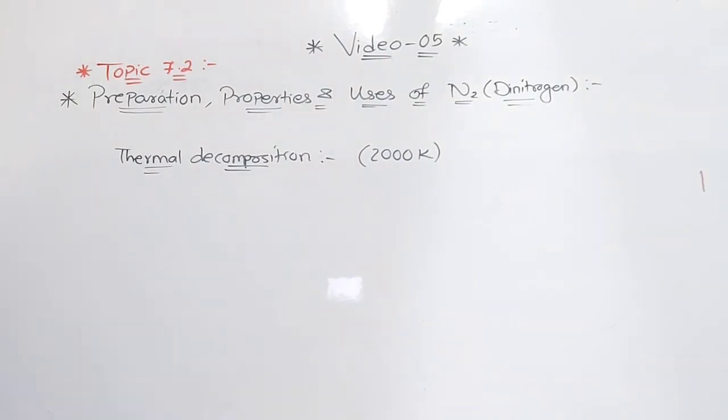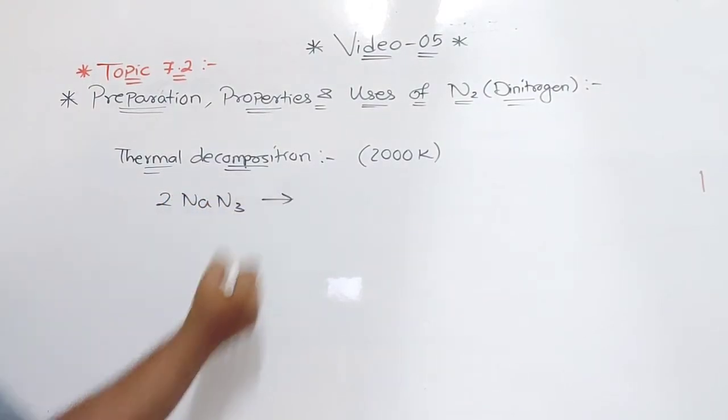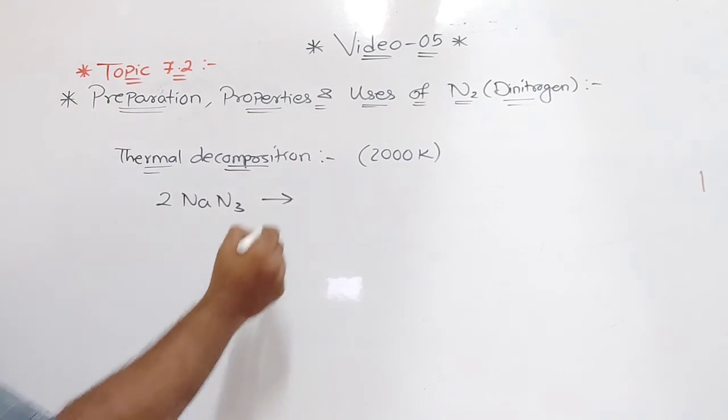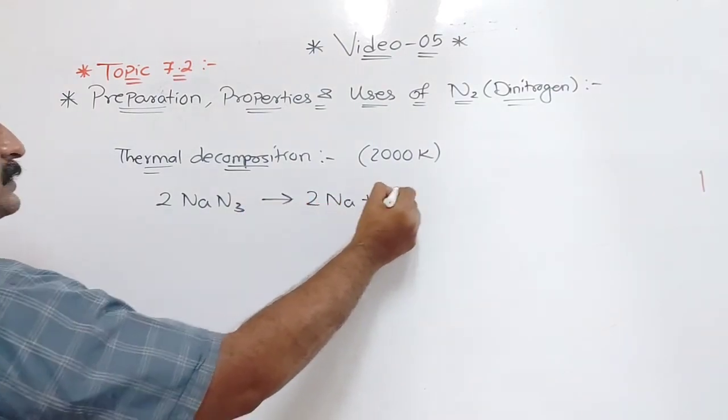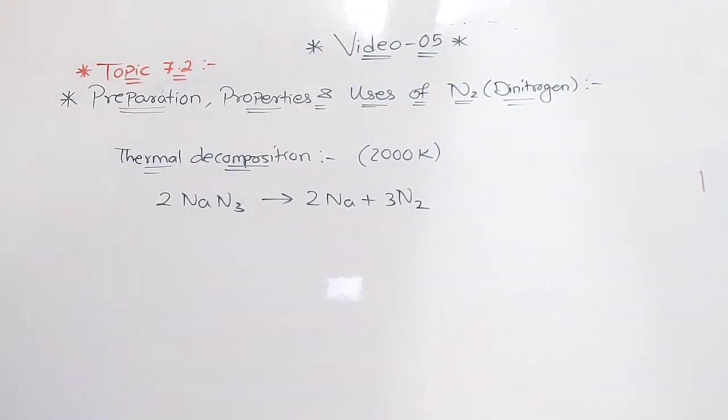This is different. Another one also we will discuss. Thermal decomposition of sodium azide, that is 2NaN3 will give you 2Na plus 3N2. Understood? So this is simple thermal decomposition.